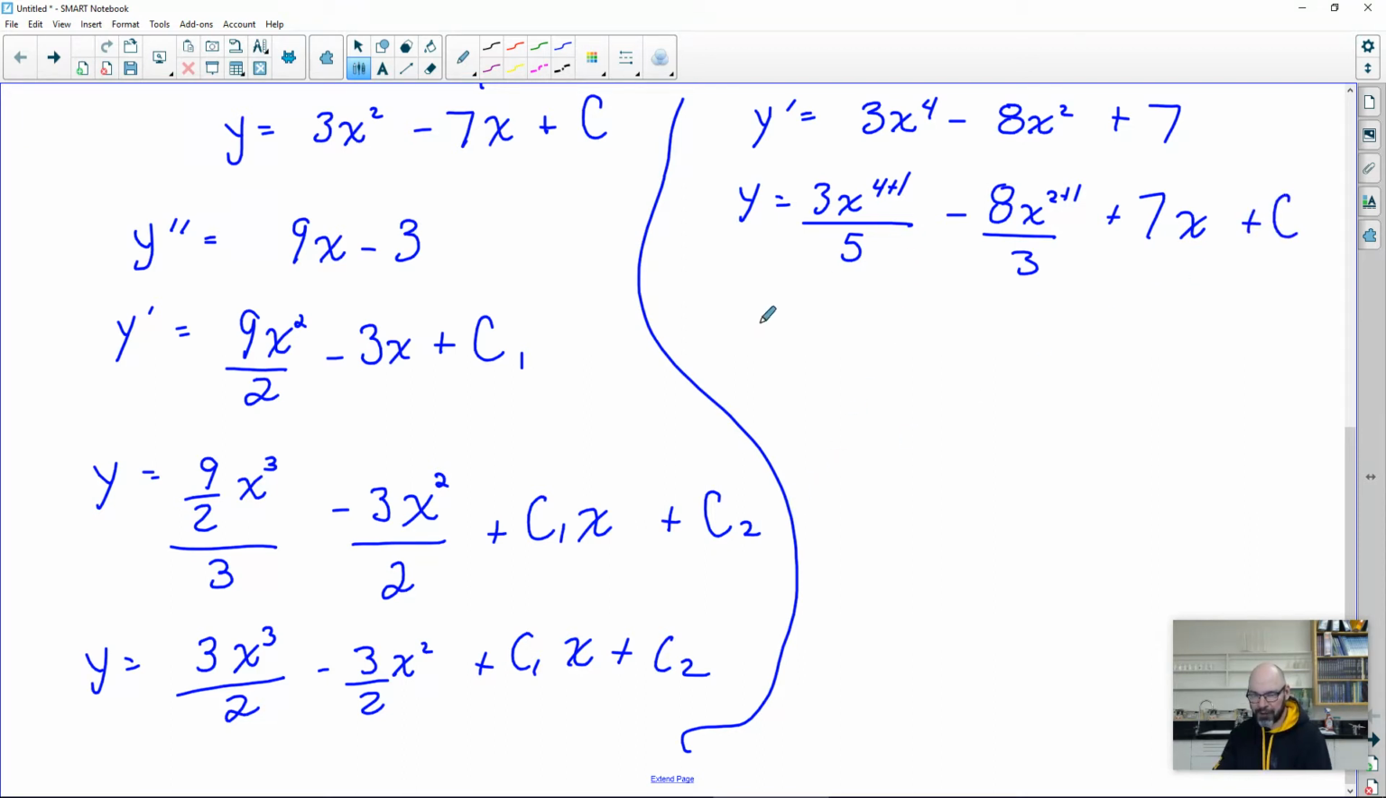Okay, simplify this. Y would equal 3x to the fifth over 5 minus 8x cubed over 3 plus 7x plus c. Okay, so there's examples of doing the integration or the antiderivative rule.